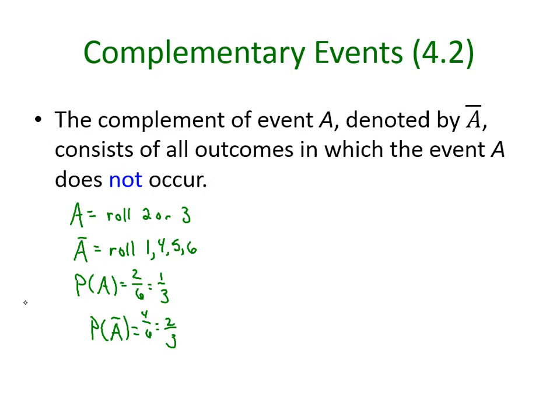What do you know about the probability of A and A bar together? They have to add up to 1. If they're complementary events, then the sum of those two probabilities has to be 1. It's either that it happens or it doesn't happen. There's no in between. So either A happens or A bar happens. One of those has got to be true because those are complementary events.